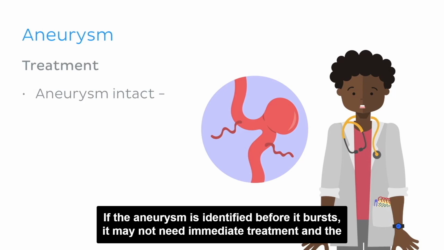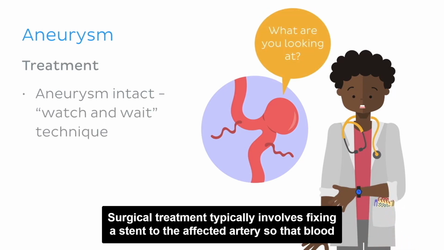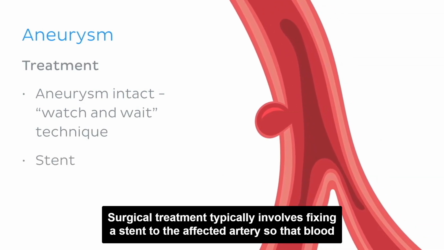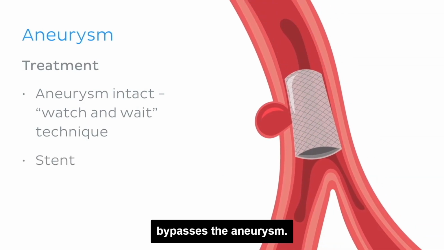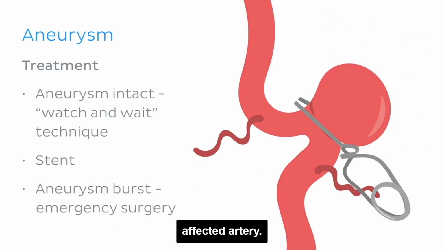If the aneurysm is identified before it bursts, it may not need immediate treatment and a watch and wait technique may be used. Surgical treatment typically involves fixing a stent to the affected artery so that blood bypasses the aneurysm. Once burst, the only treatment is emergency surgery to stop the bleeding and seal the affected artery.